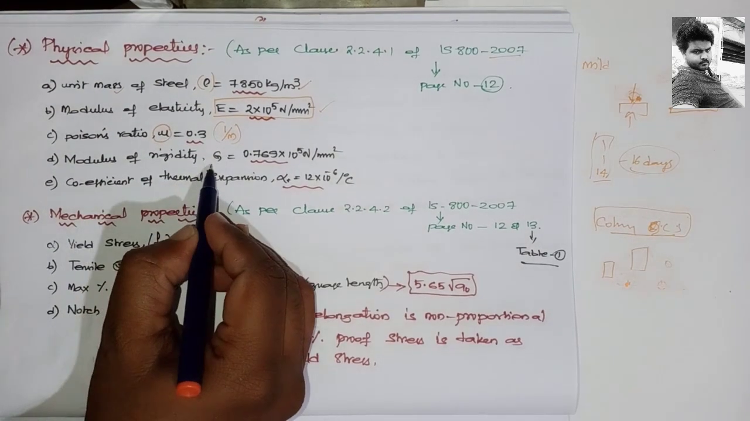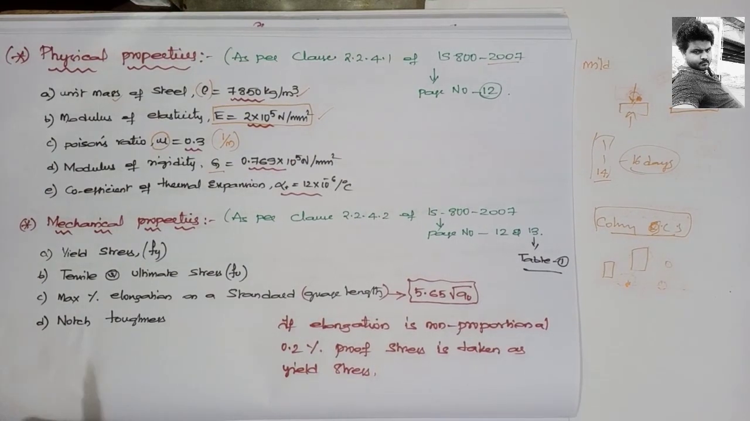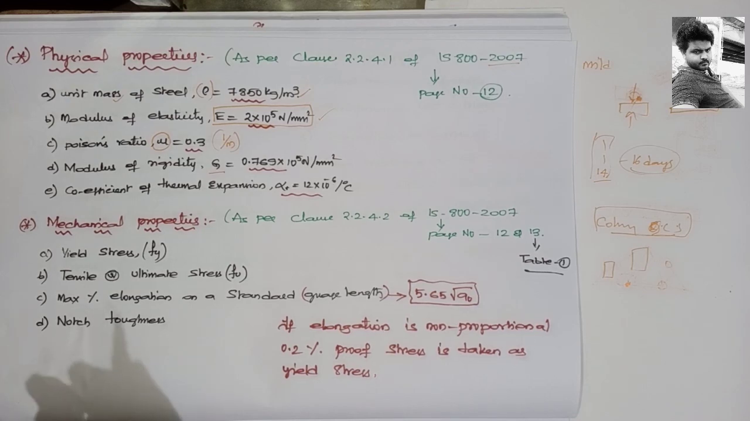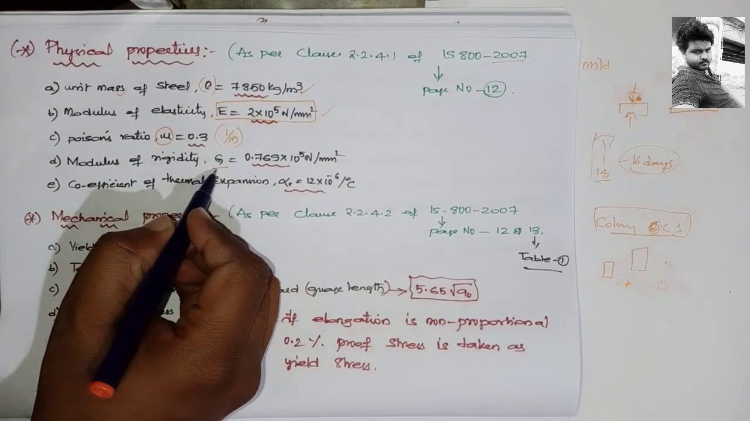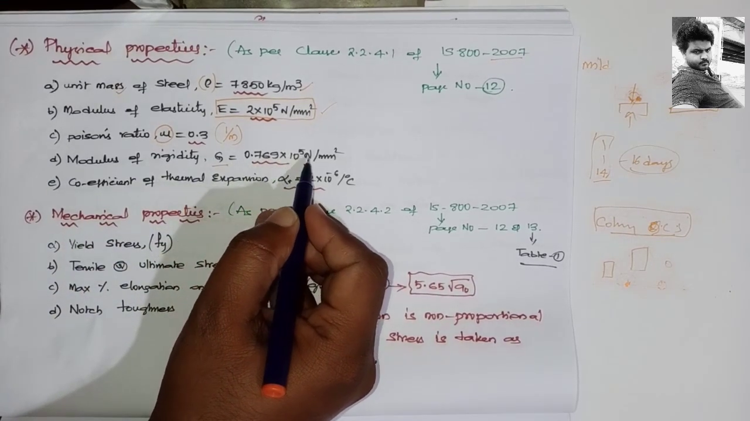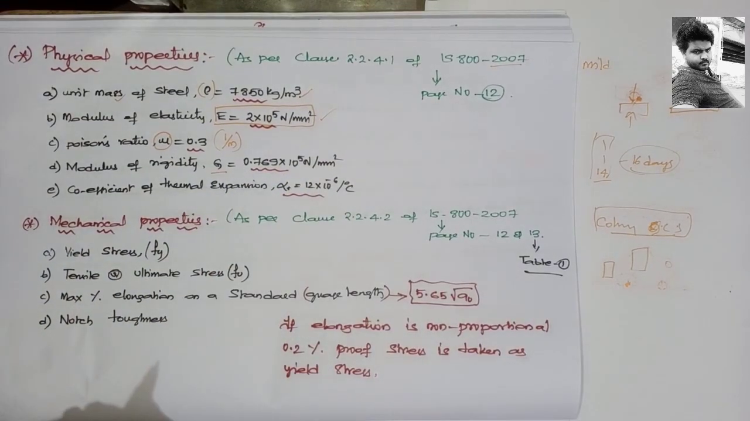And the modulus of rigidity G. I think you have studied all these things earlier in the stresses and strains topic, in engineering mechanics, and later in strength of materials. The modulus of rigidity G is equal to 0.769 into 10 power 5 Newton per mm square.